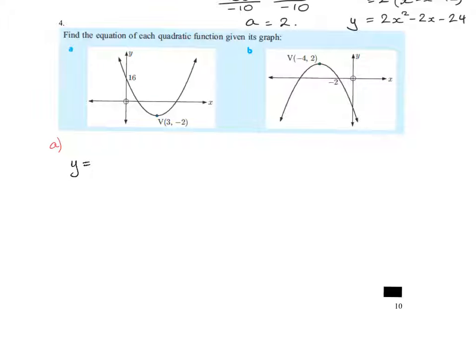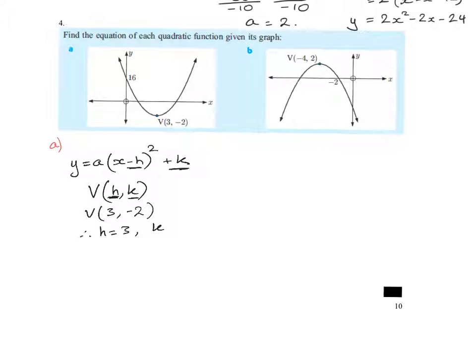Y equals a outside of x minus h squared plus k, where the vertex is (h, k). Now, girls, notice this h and that h, it changes sign. You've got a positive h here and then a negative h there. But this k and that k, they're both seemingly positive, so they stay the same sign. So that's an important point. So if the vertex is actually (3, -2), therefore h is 3, but k is -2.